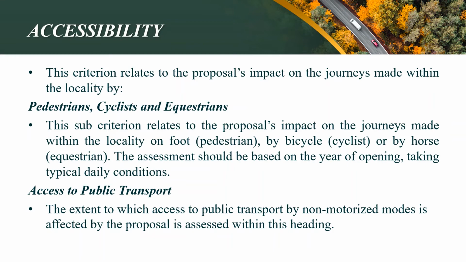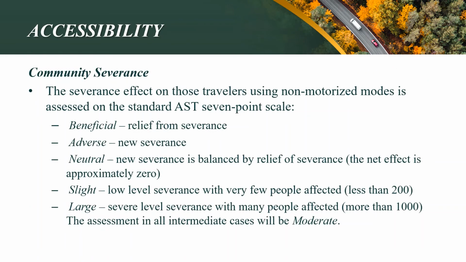Next is access to public transport. The extent to which access to public transport by non-motorized modes is affected by the proposal is assessed within this heading. Community severance. The severance effect of those travelers using non-motorized modes is assessed on the standard AST 7-point scale, which is beneficial, adverse, neutral, slight, large.